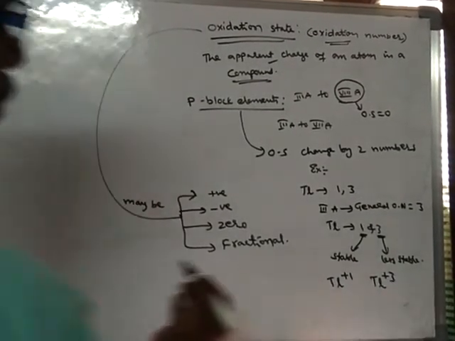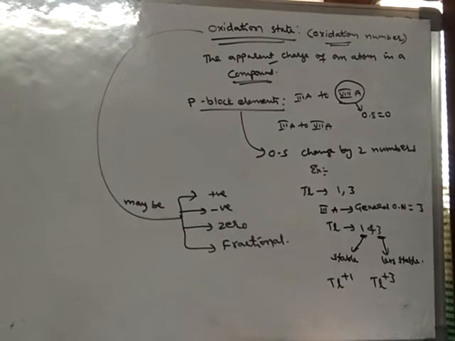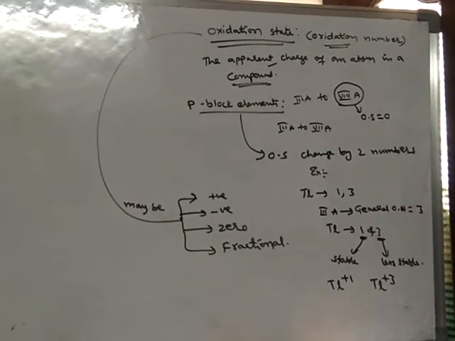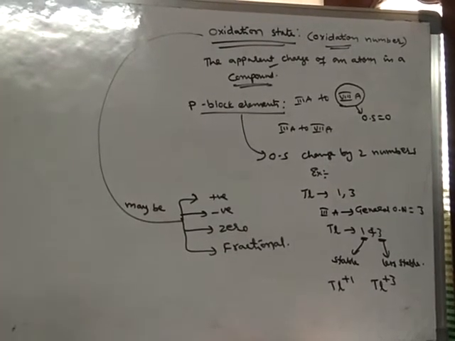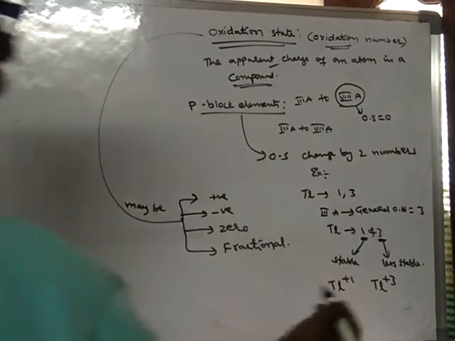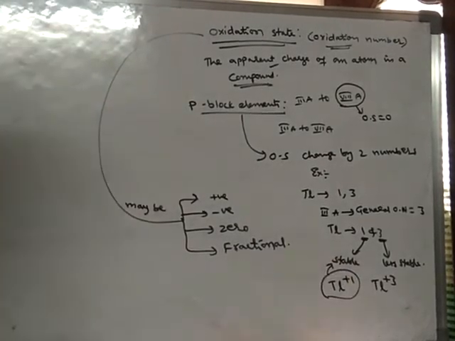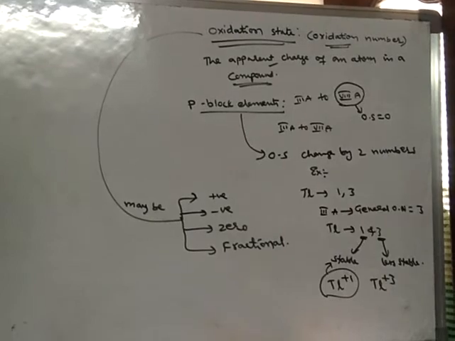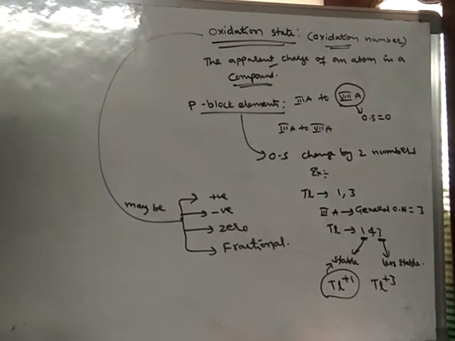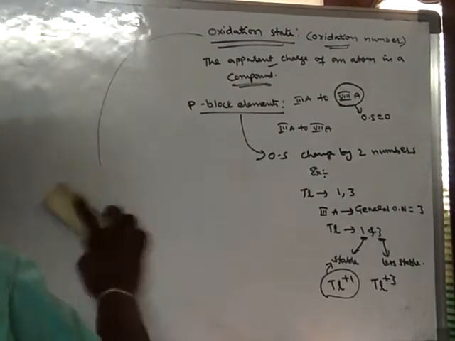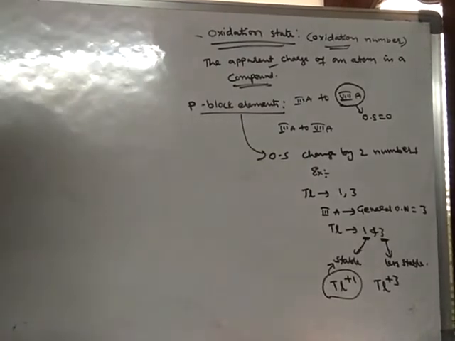So which one is more stable? Thallium is forming +1 and +3, but which one is more stable? Sorry, +1 is more stable. Why is +1 more stable than +3? This is due to the inert pair effect.